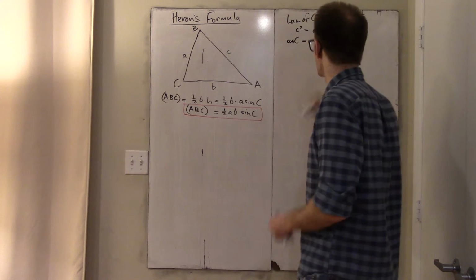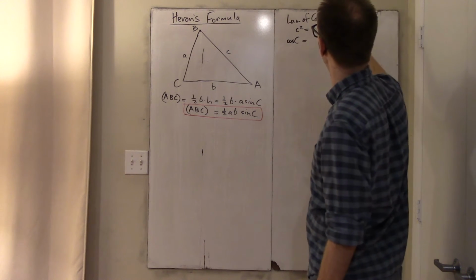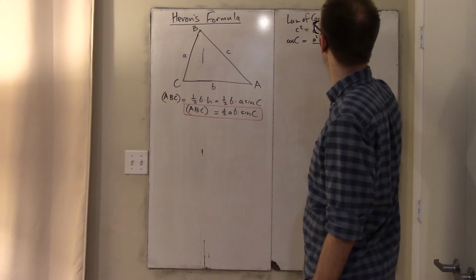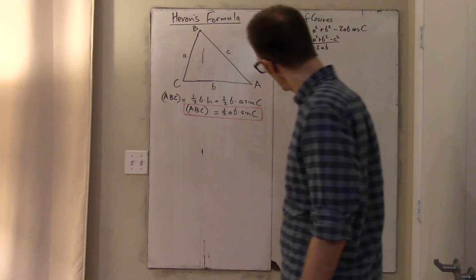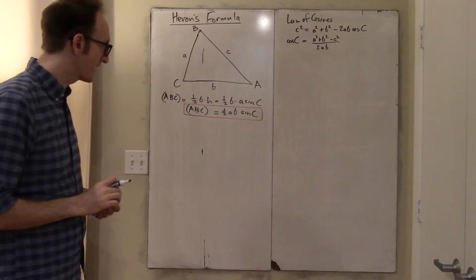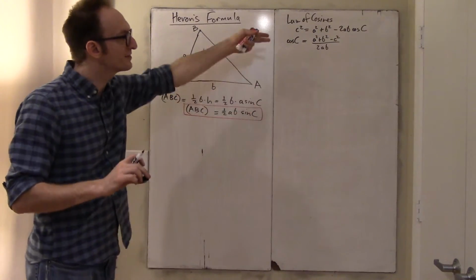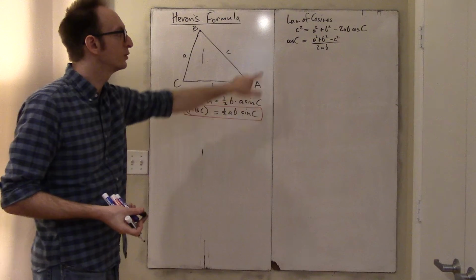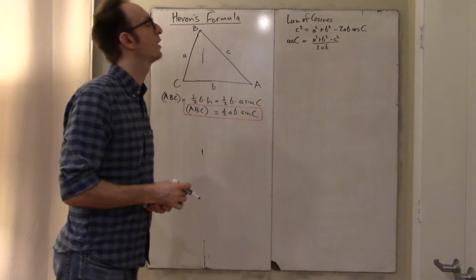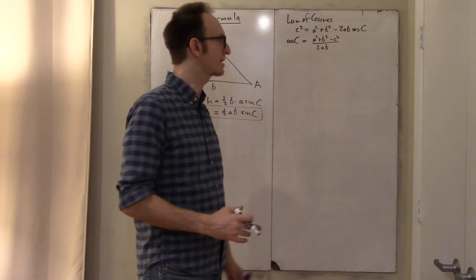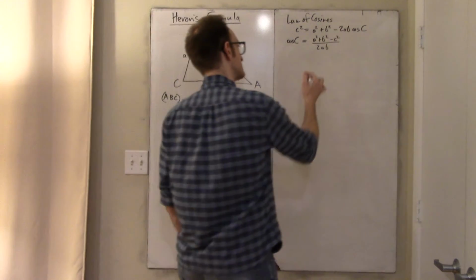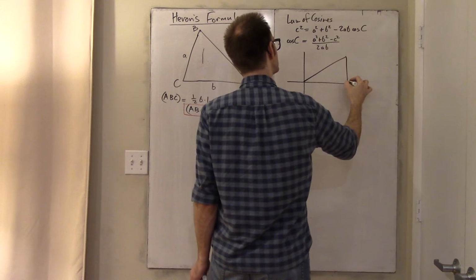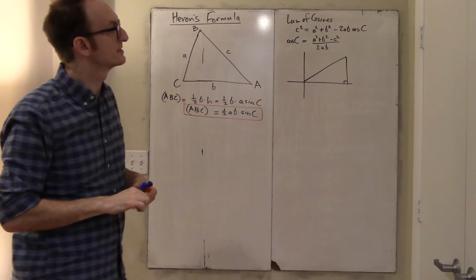So what's cosine C? It's a squared plus b squared minus c squared over 2ab. And now whereas I want the sine of this angle C, I have the cosine. So in some sense, I want the sine of the angle whose cosine is this. You can mention inverse cosine, or you can just draw a picture. What does a generic angle look like whose cosine is that over that?